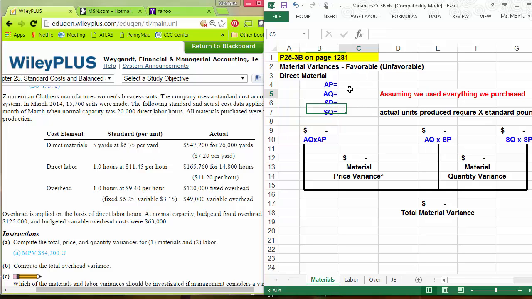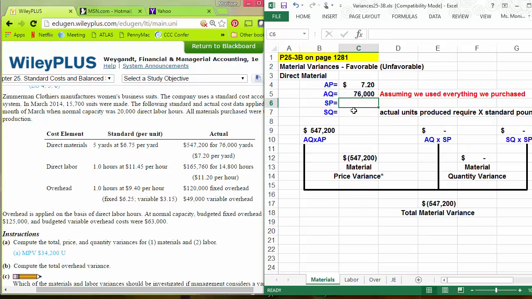Now, AP stands for actual price. So if we're looking at direct materials, here are our actual numbers, and our actual price paid was $547,200. However, the cost for one unit of the direct materials was $7.20. So we're going to punch in $7.20. Now, if they did not tell you the actual cost per yard, what you can do is just take your grand total and divide it by the number of yards that you actually did purchase. Now, our actual quantity is given to us, so that's 76,000.